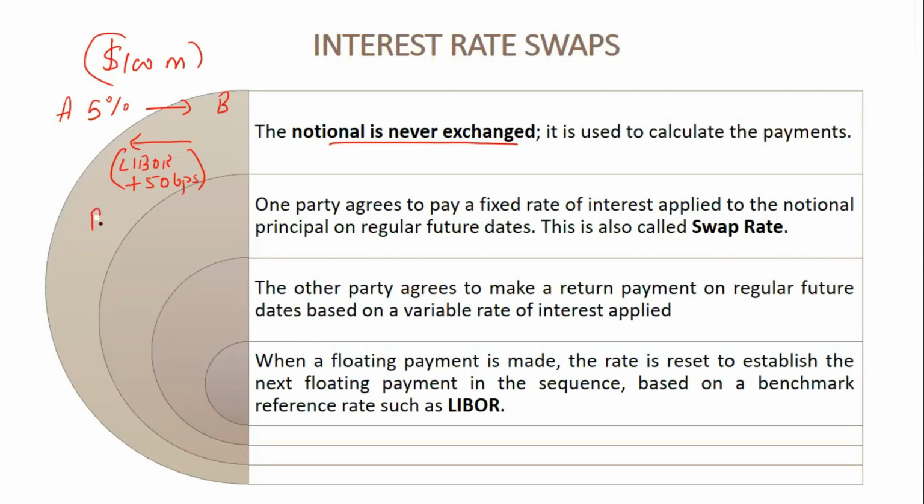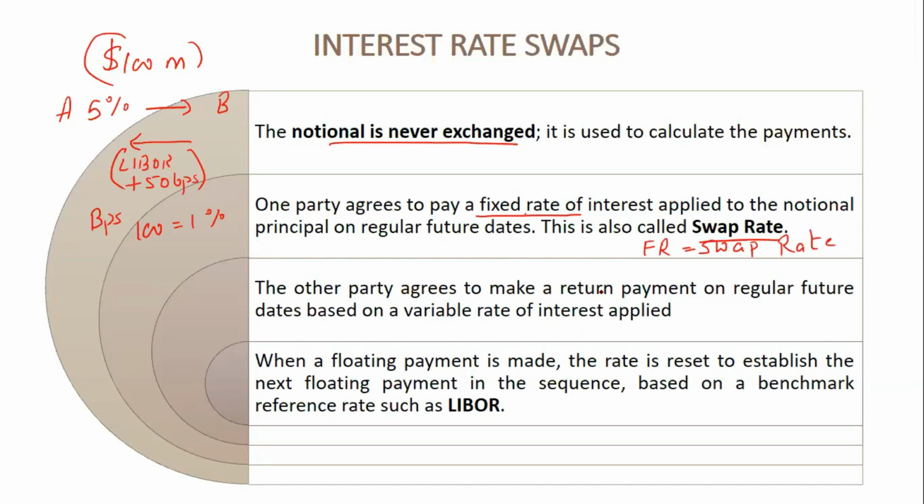Basis point, BPS, 100 basis point is equal to 1%. So this is your interest rate swap. So notional is never exchanged. One party agrees to pay a fixed interest rate. This is also known as swap rate. So fixed rate on a swap is also known in the market as swap rate.